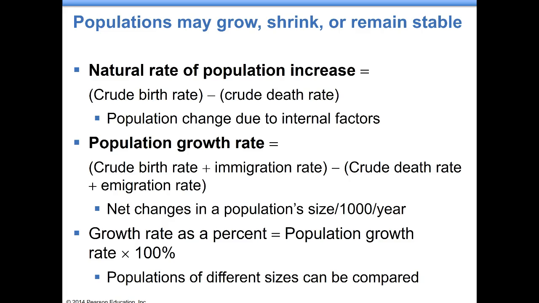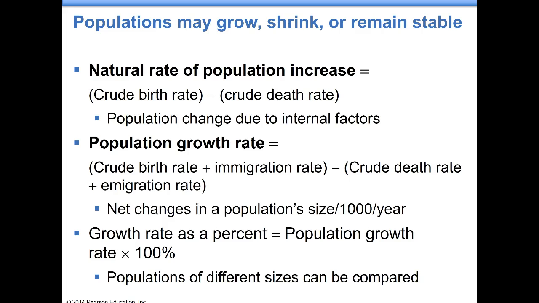And we're going to take into account the crude birth rate plus the immigration rate. And we're going to add those two together. And then we're going to subtract the crude death rate. And we're going to add the emigration rate to that. And that is going to give us that population growth rate. This will show us the net change in population size per thousand people.